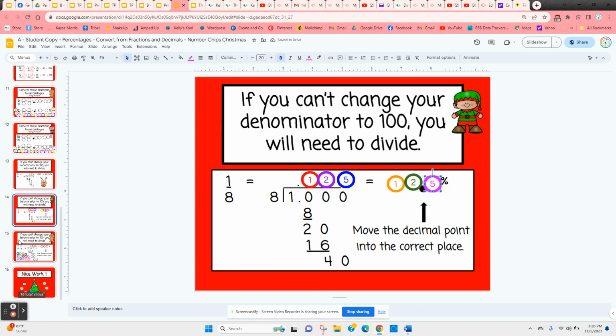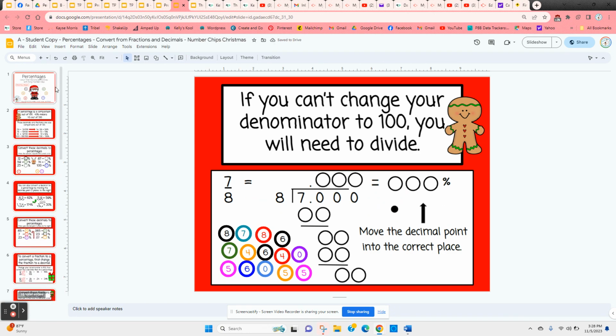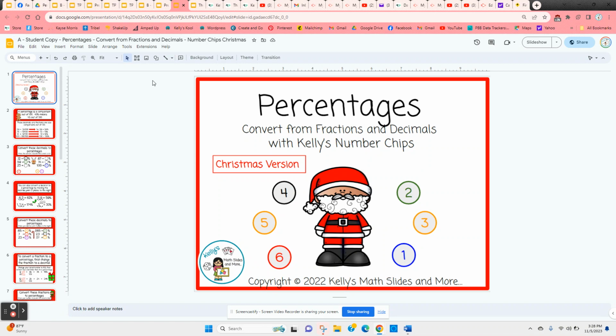The next slide, they're going to do all of the division themselves. They have several numbers. And again, they know that they have to use every single number, and they need to place that decimal point in the correct place in their answer. So that is a digital lesson on percentages, converting from fractions and decimals, the Christmas version.